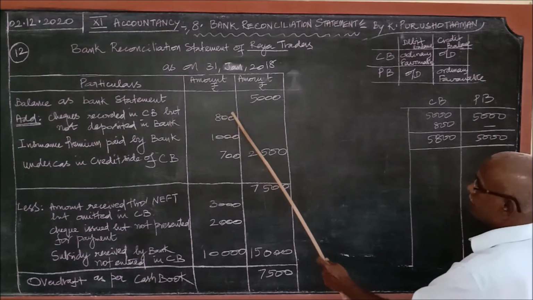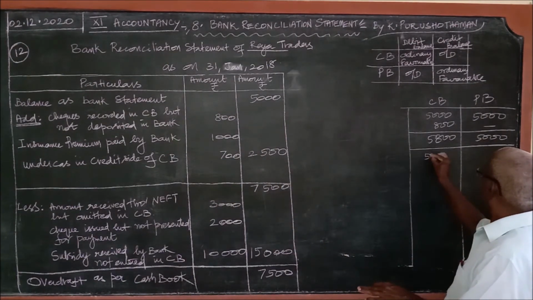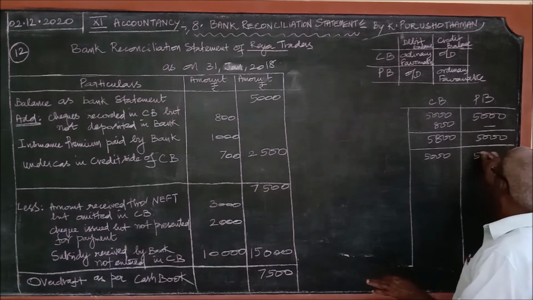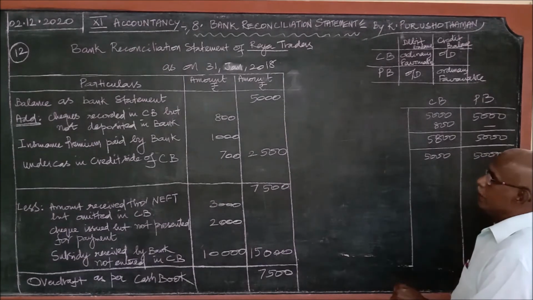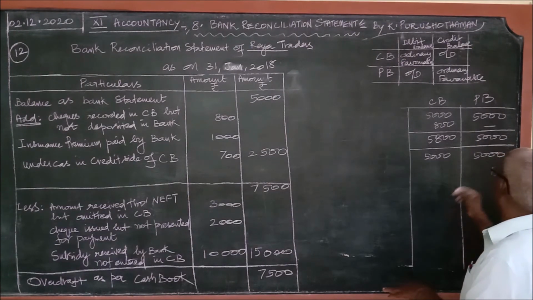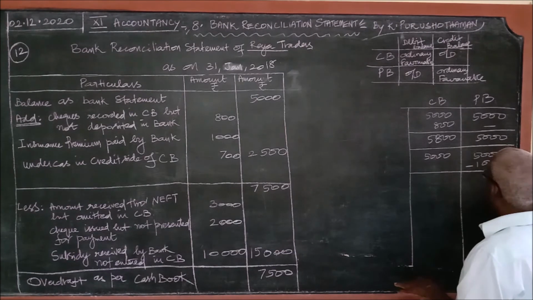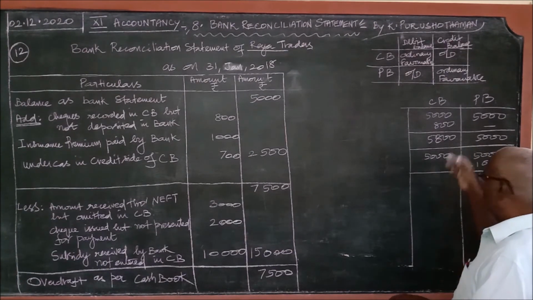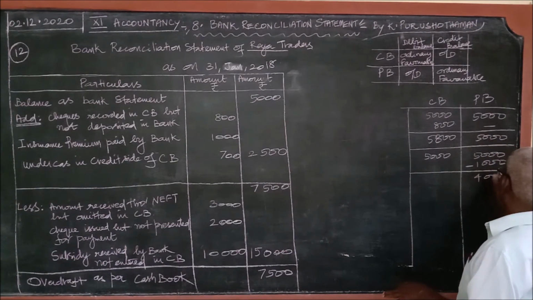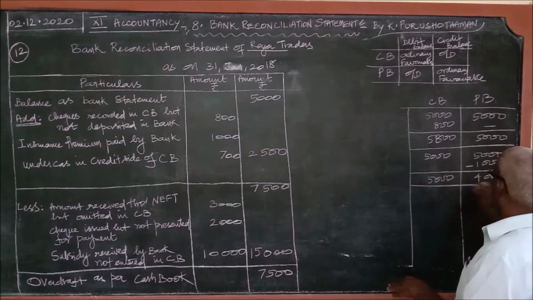Therefore, add. Then insurance premium paid by bank. Equal balance in both. Our insurance premium is paid by bank. நம்ம சார்பா நம்ம insurance premium the bank கட்டுது 1000 rupees. Therefore the balance will be reduced in the bank. Bank நம்ம சார்பா நம்ம amount குறையும். So this becomes 4000. In the cash book it is 5000.